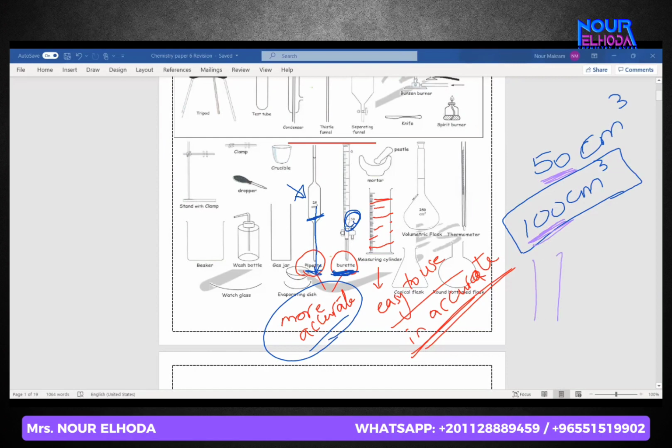Measure twice? No, look, Kunooz, you said measuring cylinder. No, not measuring cylinder, because the measuring cylinder is inaccurate. I need something accurate.